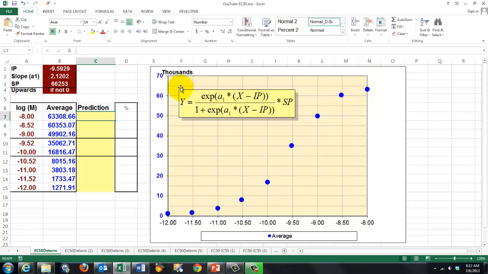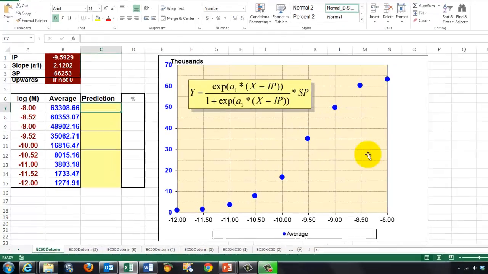One of the formulas or equations that would be very helpful is this one. Take the exponent of the slope times the x value minus the inflection point, divided by 1 plus the exponent of the slope times x minus the inflection point, times the saturation point. The saturation point is something like this. And because the curve starts at 0, I don't need any more. If your curve has been shifted upwards, you have to add the shift value. In our case, I don't need that.